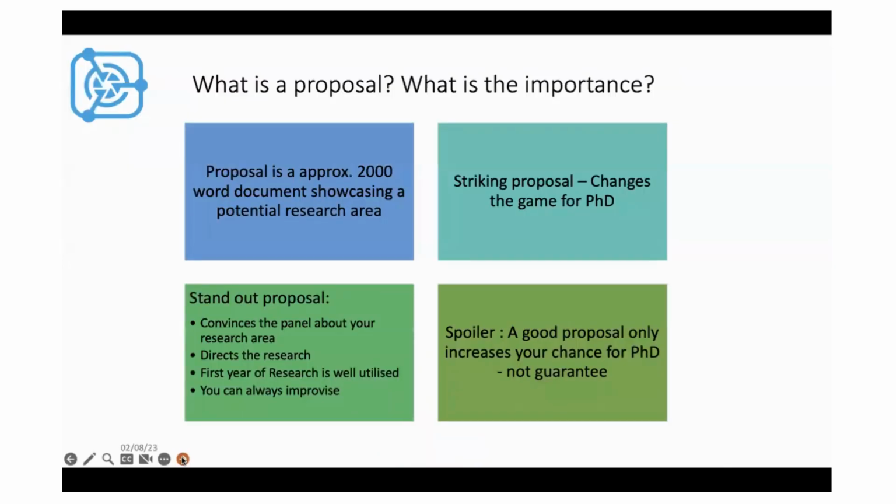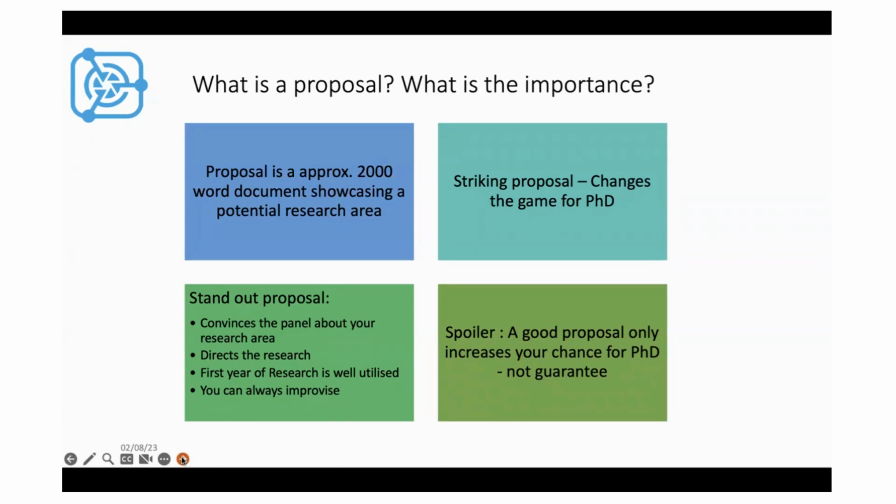A research proposal is approximately a 2,000-word document that is prepared to convince a panel that your choice of topic is worth investing in. It is the first formal document that you have prepared on the area of your research. A good proposal not only enhances your probability of admission, but also sets the momentum for your PhD journey. A well-done proposal provides you clarity for your future in research.